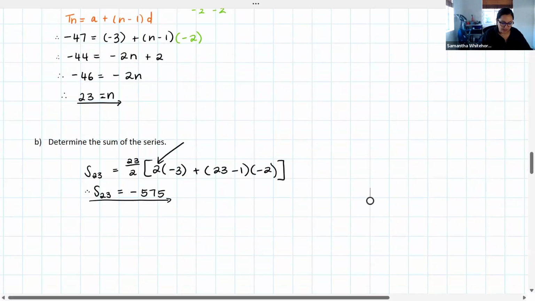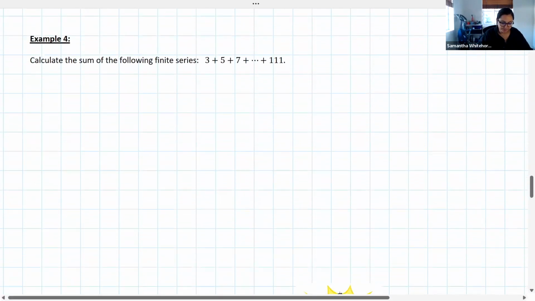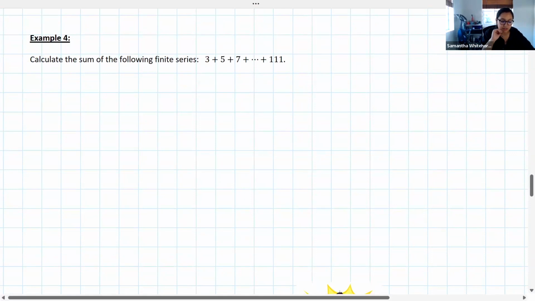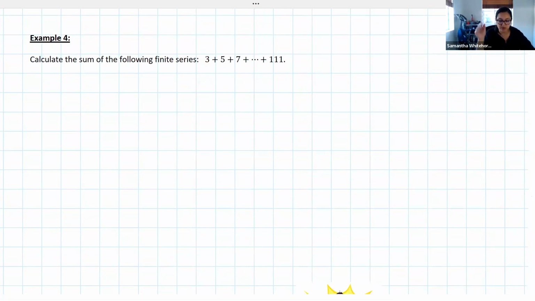Alrighty, let's have a look at our next example. Example 4 says calculate the sum of the following finite series. So again, finite, it ends, it's got a final term. We know that the last term there is 111. In this one, I will actually show you both formulas just for interest's sake. Like I say, it's up to you. I personally don't use it just because it's not on the formula sheet, and I don't want to use a formula that I maybe write down wrong. It's not a hard formula, so really completely up to you.